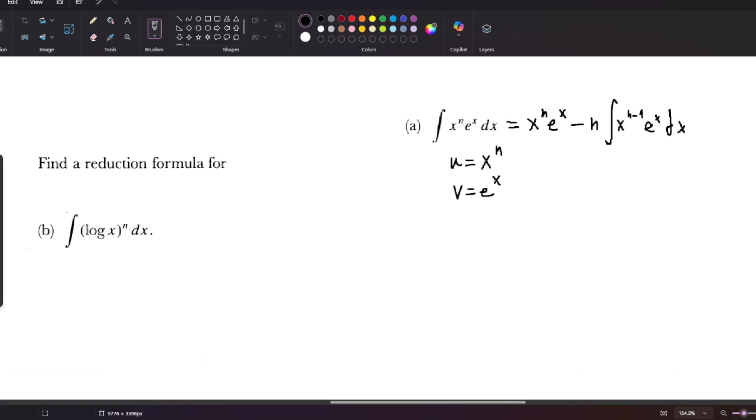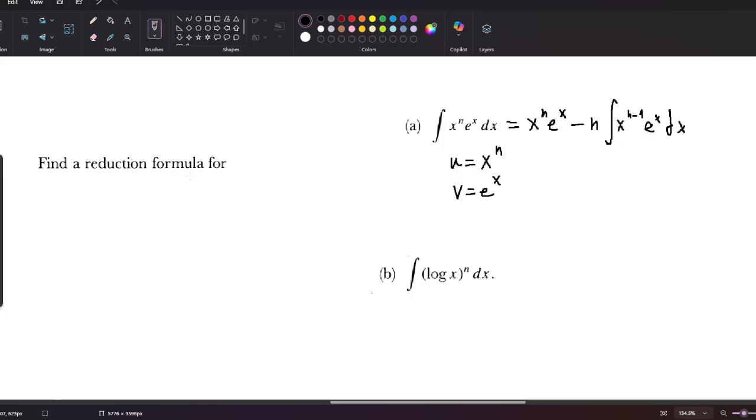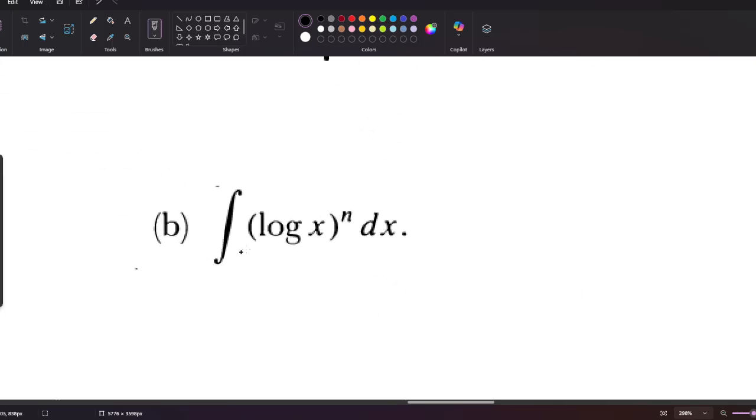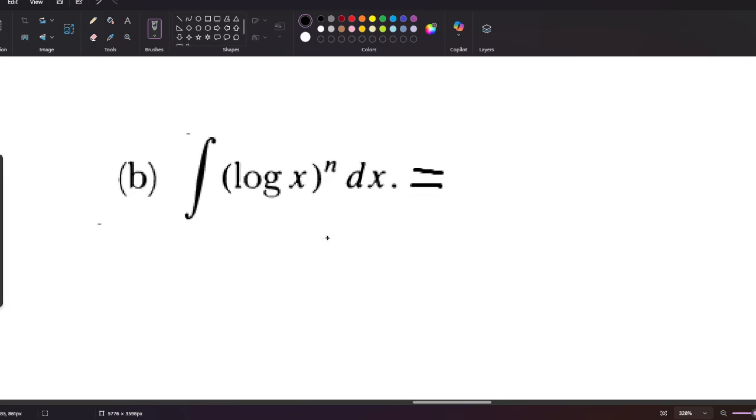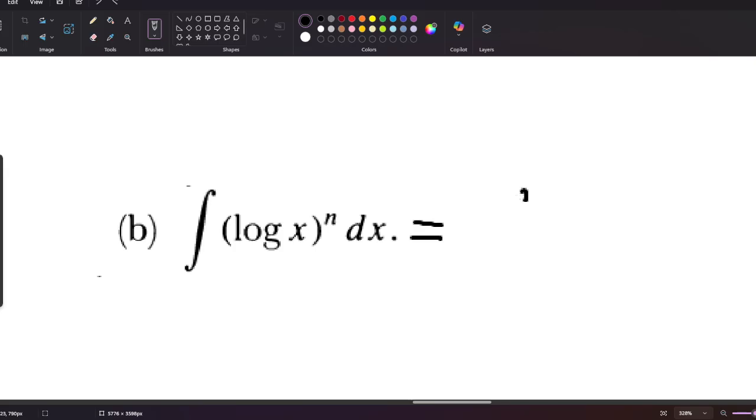Cool. We still have this integral over here that we need a reduction formula for. For reference, this is the natural logarithm. That's just the way the notation is in some branches of mathematics. This is not the common logarithm. So I'll write it as ln purely because it's easier to write. I don't want to bother writing extra letters.